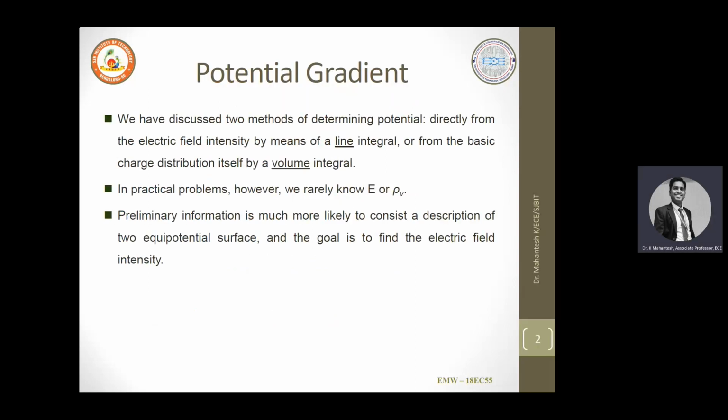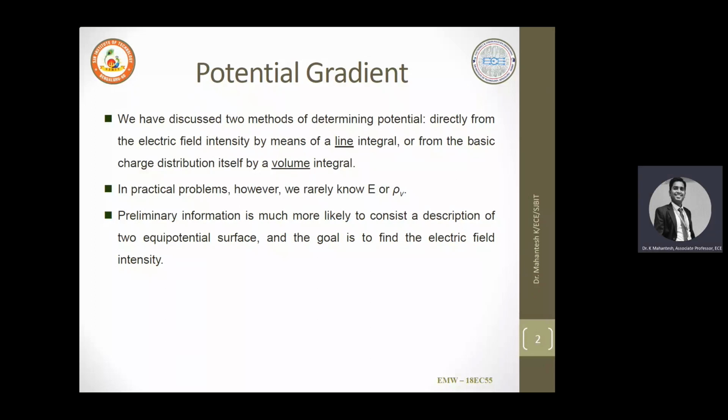We have discussed two methods of determining potential in our previous video. There we discussed the electric field intensity by means of a line integral, and the basic volume charge distribution with a volume integral. But in practical problems, we rarely know the electric field or the volume charge density.